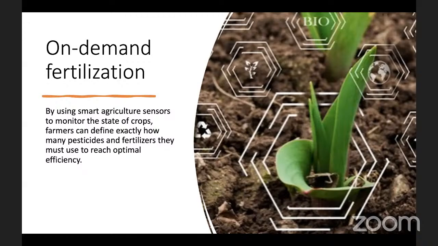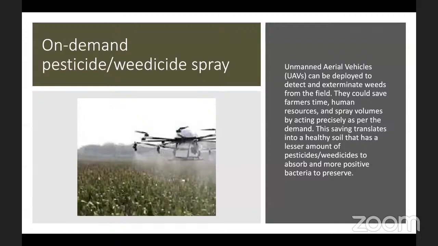spray. On-demand fertilization means if the soil nutrient conditions, NPK values, go lesser than what is required, you can also go for on-demand fertilization, which means you can mix fertilizers in the water itself, or you may spray it on the crops, or you may mix it with the soil. You have plenty of methods for that. And on-demand pesticide or weedicide spray is already going on with many of the nations. Like again, if I say Israel is also doing this on-demand pesticide and weedicide spray using unmanned aerial vehicles, which is a drone in this case.